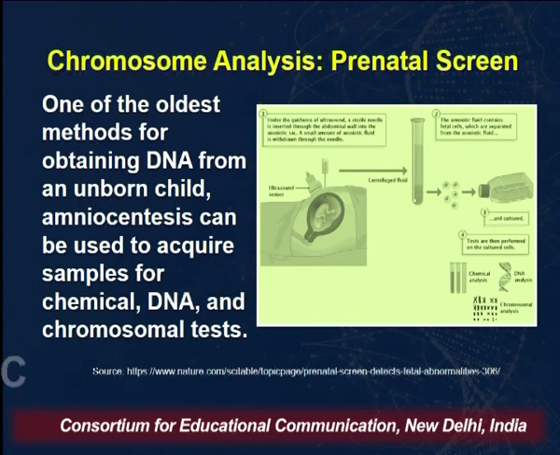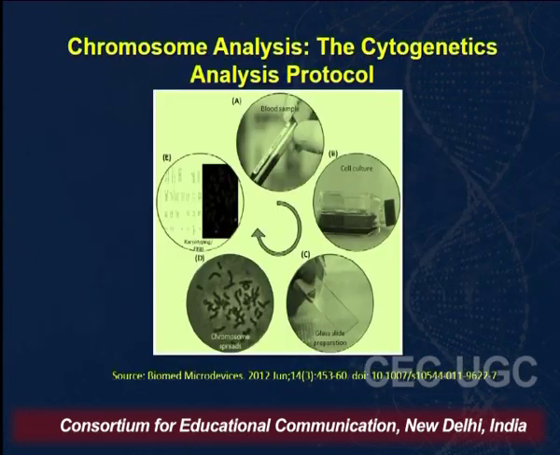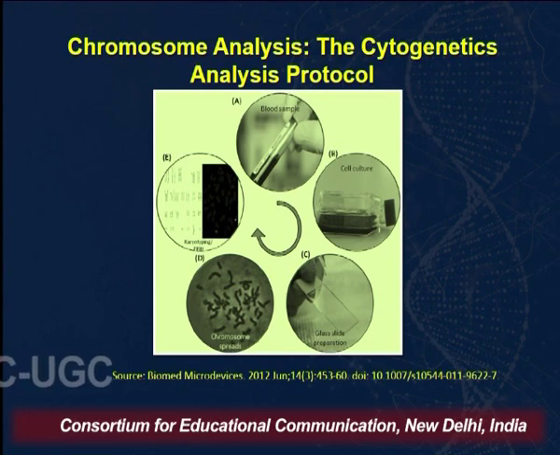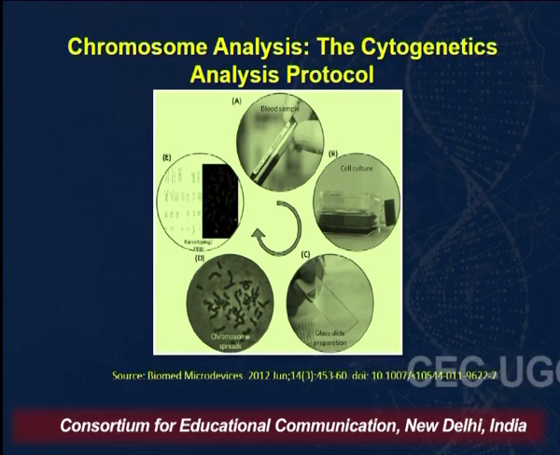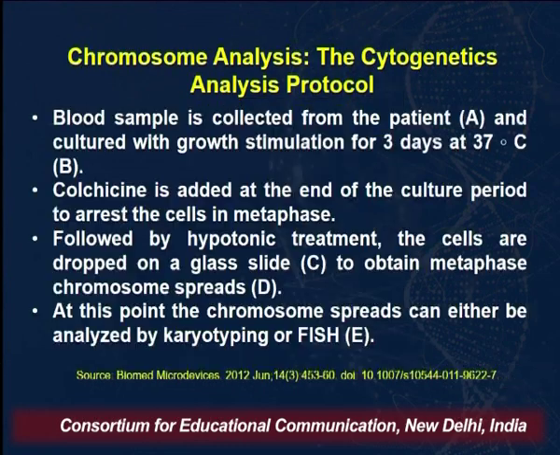So, this prenatal screening plays a very important role during pregnancy, to check before the delivery whether the unborn child has some kind of chromosomal aberrations or chromosomal defects or not. Now, the cytogenetic analysis protocol involves various steps which are shown over here. So, we will see how exactly these steps help to decipher the chromosomal analysis.